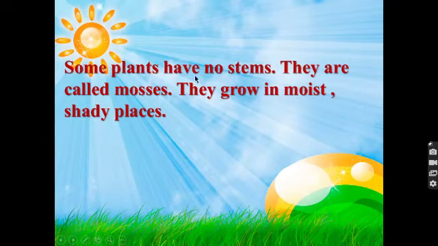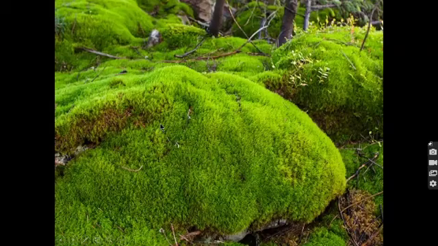Some plants have no stems. They are called mosses. They grow in moist, shady places. Now look at the example of some mosses here. These are mosses and they have no stem, and you can see here they grow in shady places, and this looks like a carpet on the ground.